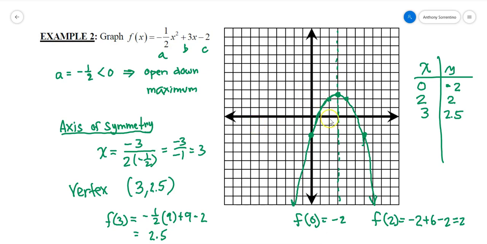These functions can also help you in situations where you want to maximize or minimize something. And that's where example 3 gets into. So let's have a look at example 3.